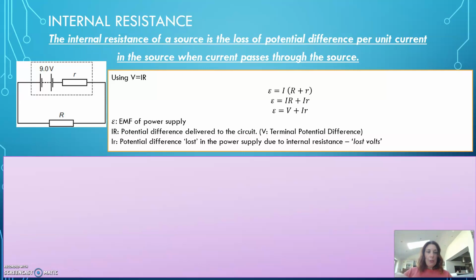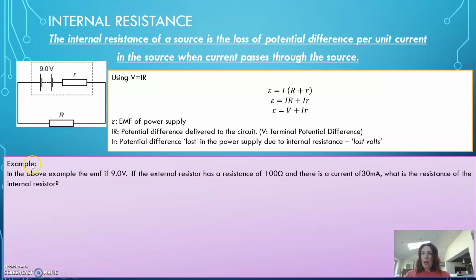Okay, so let's have a look at an example. In the above example, we have an EMF of 9 volts here. The external resistor has a resistance of 100 ohms here, and there is a 30 milliamp current. It says, what is the resistance of the internal resistor? First thing to do, write down what you know. So we know EMF, we know big R, and we know I. Don't forget to put the milli in. Select a good equation to use. So we want to find little r.